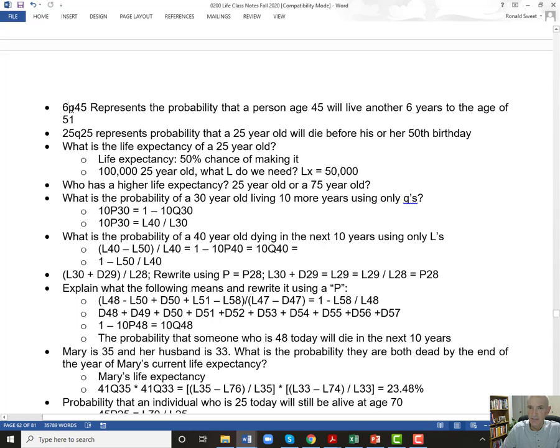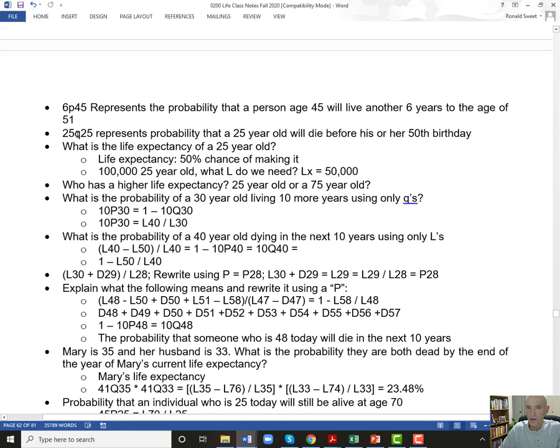What is 6p45? So you know p means the probability of living. 45 is the age today. So anytime you see these, it's the age today. And then 6 is, well, it doesn't have to be age today, but the age you're asking a question about for this person. So someone who is 45 years old, whether it's today or 10 years from now, what's the probability that someone who is 45 years old today will live another 6 years? So it represents the probability that a person age 45 will live another 6 years, or make it to age 51. They will be alive for their 51st birthday.